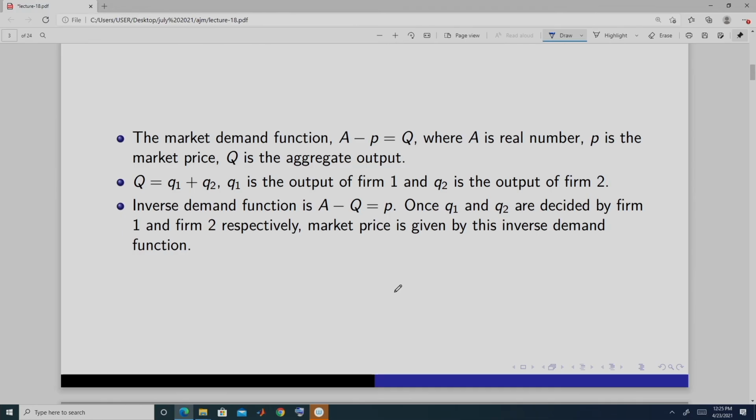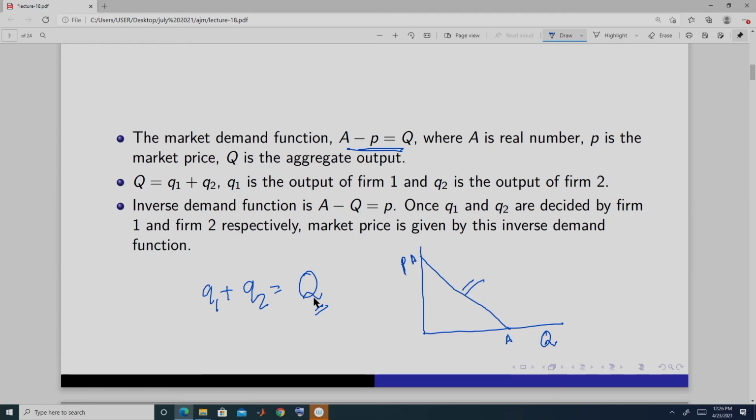And first we will assume the market demand is this. So, it is a downward sloping demand curve. If we take aggregate output here and price here, then it looks something like this, where this point is A. So, this is our market demand curve. And this Q is the aggregate output. It is the sum of the output of firm 1, that is Q1, and the output of firm 2, that is Q2, that gives us the aggregate output, capital Q.